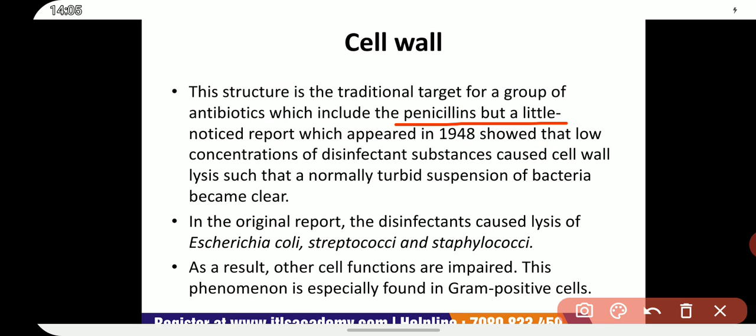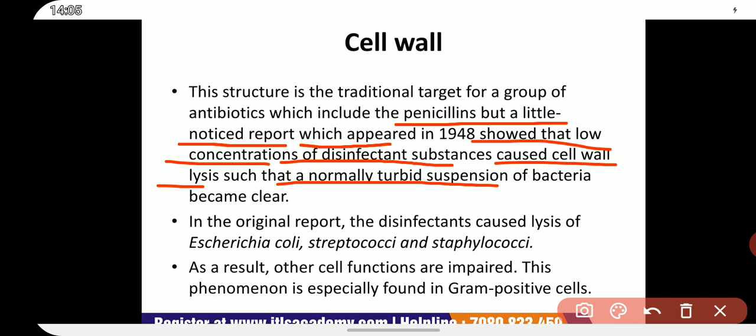But a little noticed report which appeared in 1948 showed that low concentrations of disinfectant substances caused cell wall lysis, such that a normally turbid suspension of bacteria became clear. Some of the disinfectants are so highly effective that they can cause lysis of the cell wall even in a minute dose.